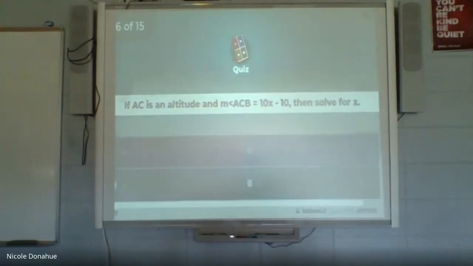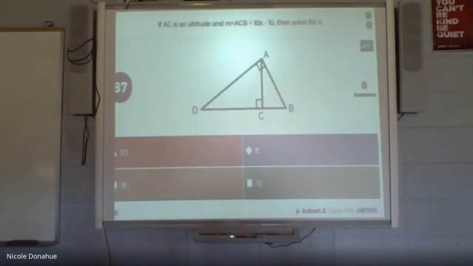Careful guys, this one's telling you about an angle. So ACB is 10x minus 10. They tell us it's an altitude. Think about what you know about that angle.